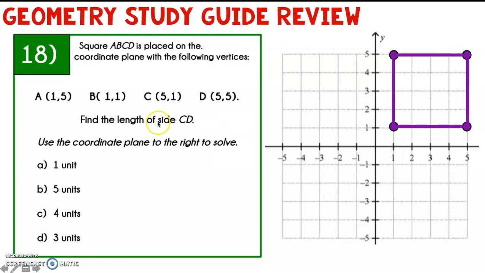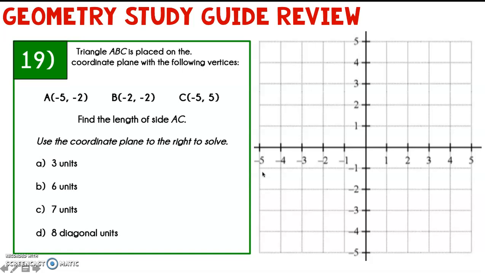And then it says find the length of side CD. So this was A, (1, 5). This was B, (1, 1). C was (5, 1), and then D was (5, 5). So from C to D, we're just going to count our side lengths. So we have 1, 2, 3, 4. So it is 4 units, which was C.